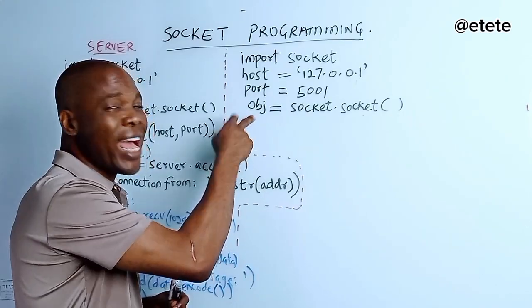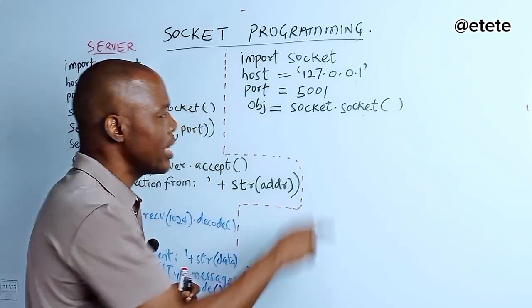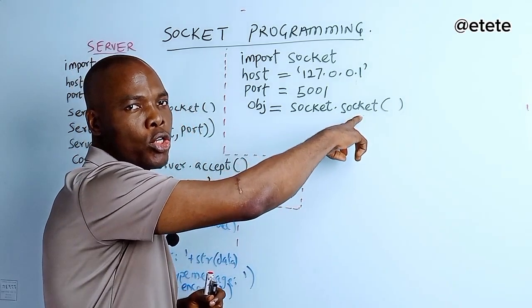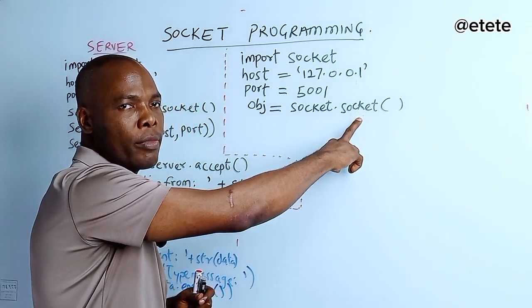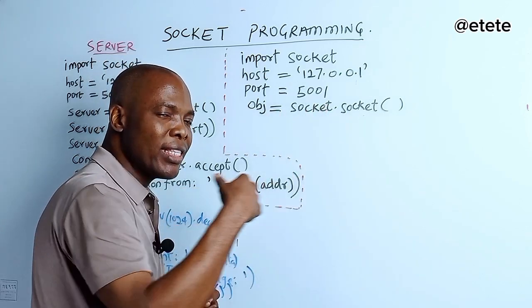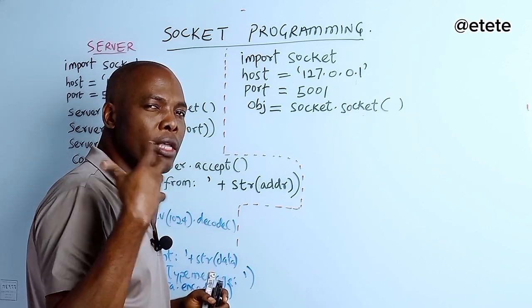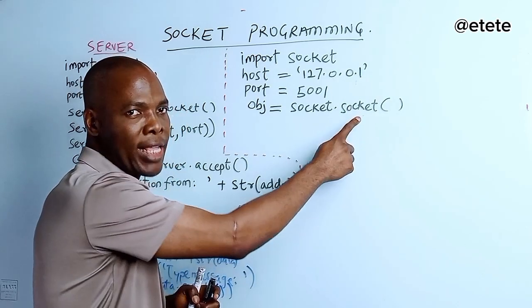This is a pointer in the Python world that is pointing to the object that this socket class constructor has created. This socket class constructor created an object that is going to implement all the behaviors that are in this socket class.